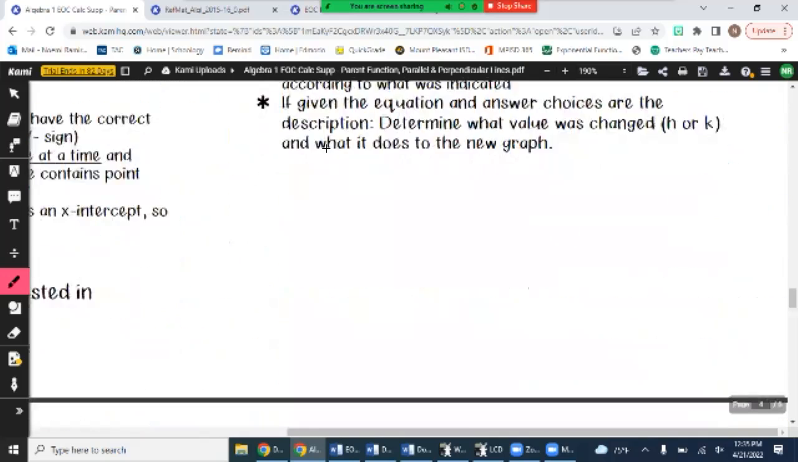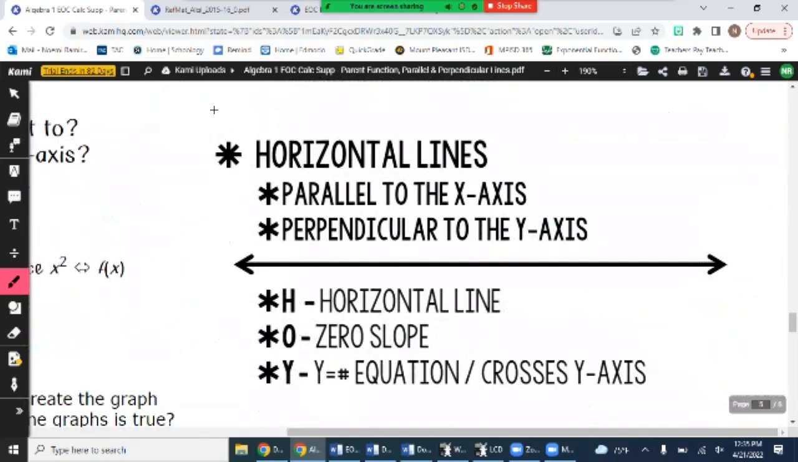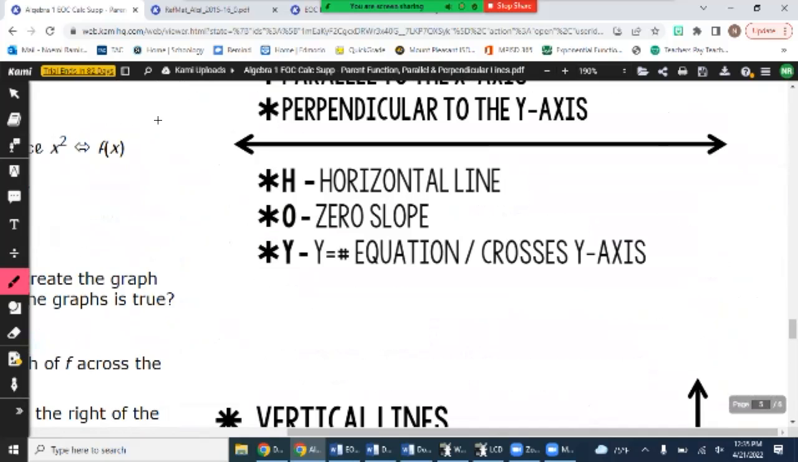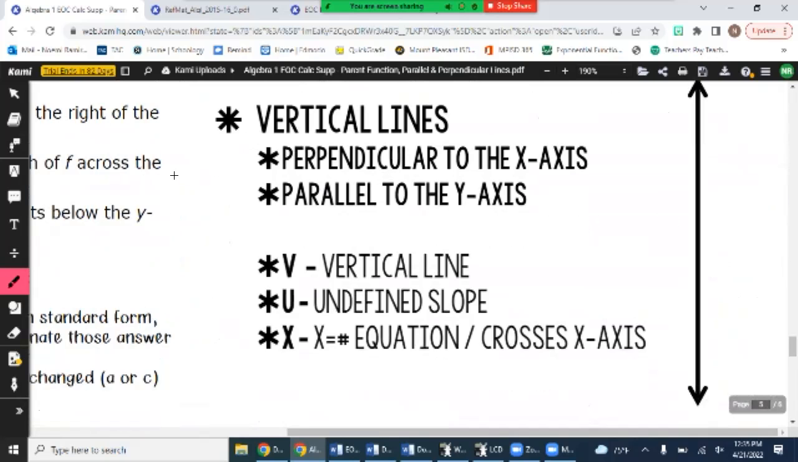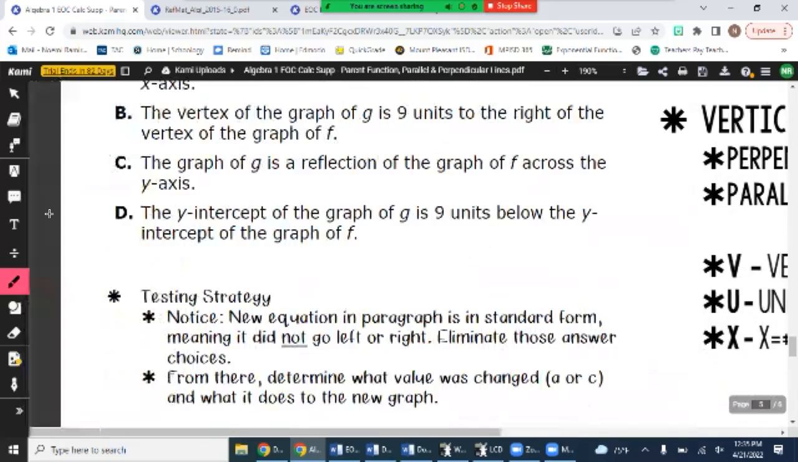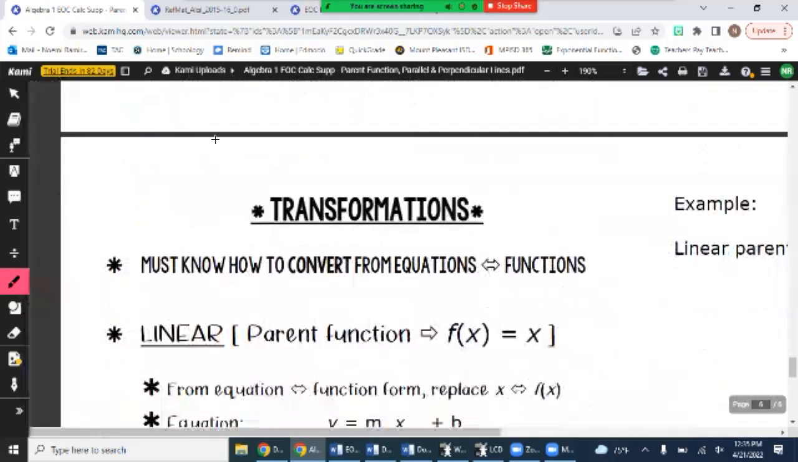From there are a couple of questions on horizontal and vertical lines. So I went ahead and gave you the acronym and what it stands for, and I drew the lines on there, but I'm not going to go over it because that's just super easy. And if you miss it, then God bless you.